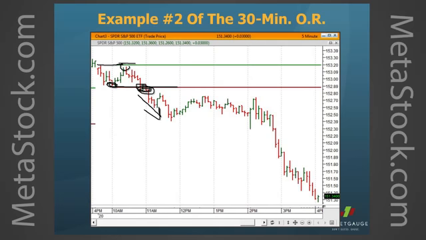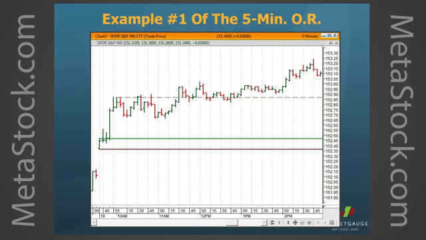Now, does this mean that every time we break the opening range one direction or the other, it's definitely going to trend that day? No, it doesn't. But again, I'll show you ways to help figure out which days are likely to be the trend days and which days are likely to be the chop days. It's as simple as that. If anybody doesn't quite comprehend how we figure out what the opening range is, feel free to ask.